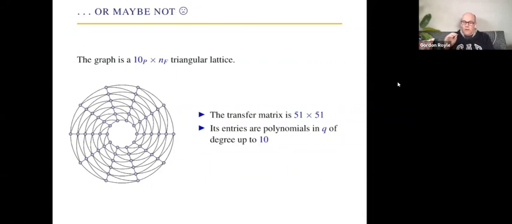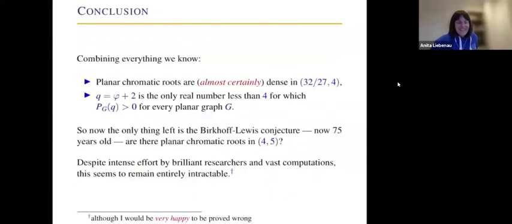So I'm sure that this is correct, and I would very much like to be able to finish this tiny little thing off. But for the time being, I'm just going to have to say that I'm not quite done with proving that planar chromatic roots are dense in the interval 3, 4. Okay. Thank you very much.